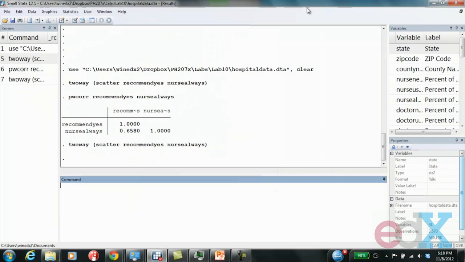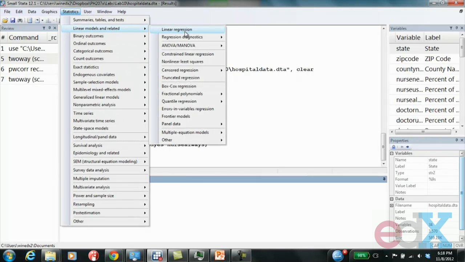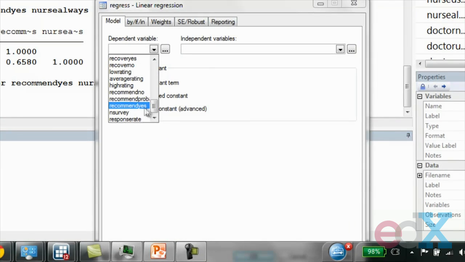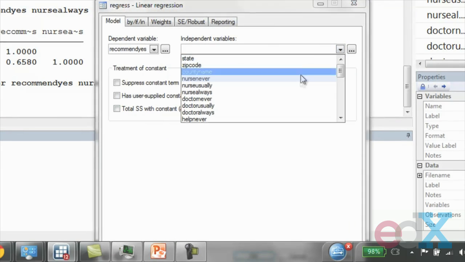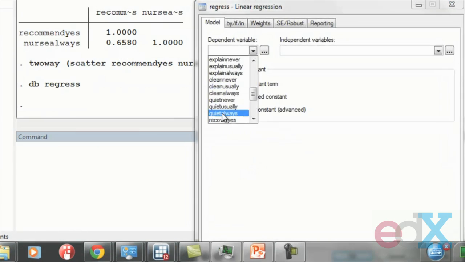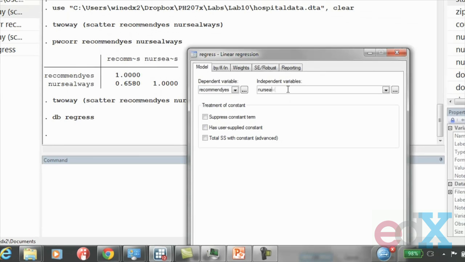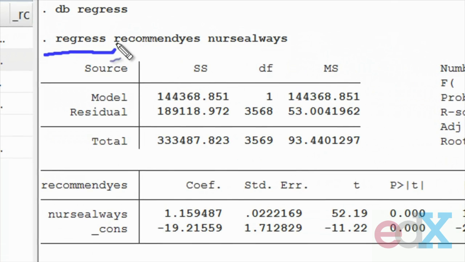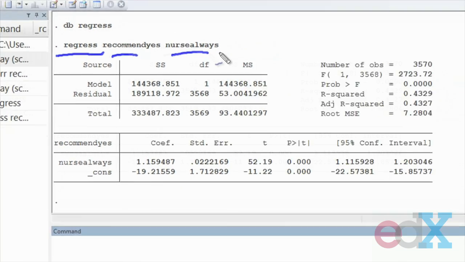All right, so now that I've finally decided it's okay to fit a linear regression model, let's go ahead and do that in Stata. We go Statistics, Linear Models and Related, and click on Linear Regression. The dependent variable is recommend yes. The independent variable is nurse always. So when I run this regress command in Stata, with recommend yes as my outcome and nurse always as my covariate, I end up with a bunch of information from Stata. So let's go ahead and try to make sense of what Stata gave us.